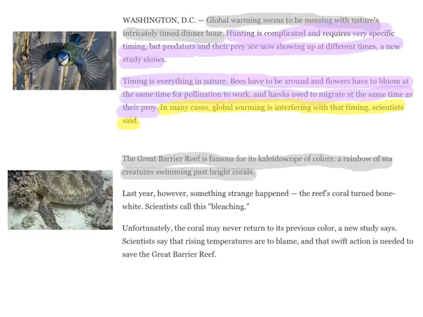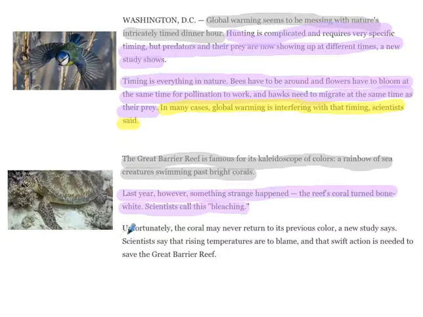So here the author's going to introduce the larger topic. Last year, however, something strange happened. The reef's coral turned bone white. Scientists call this bleaching. So here they're using an example from the Great Barrier Reef to introduce the larger problem of coral bleaching.